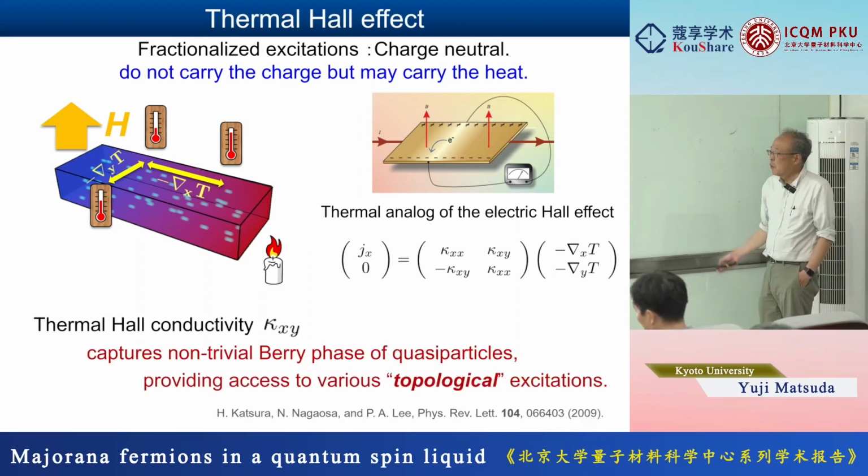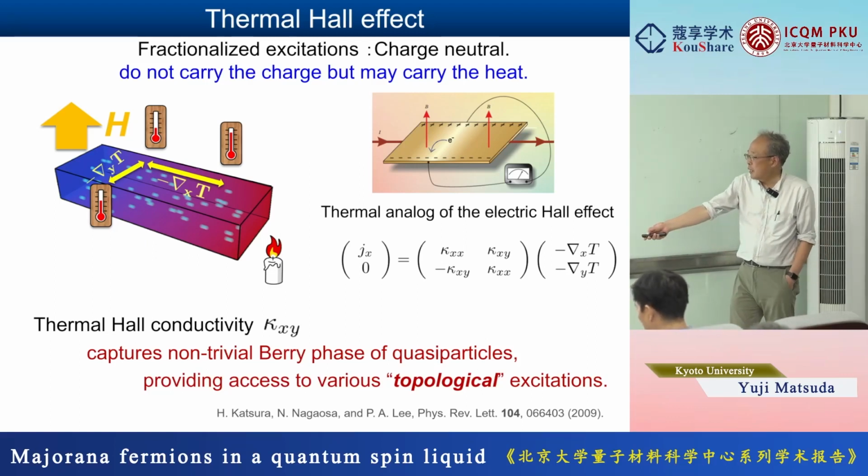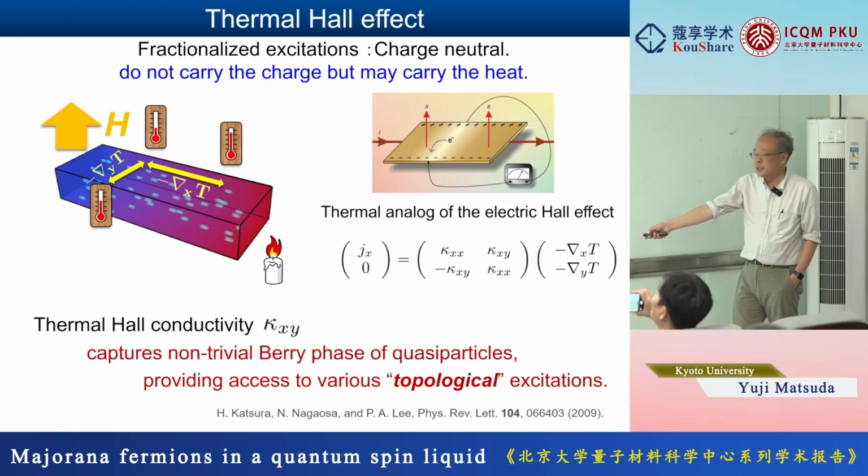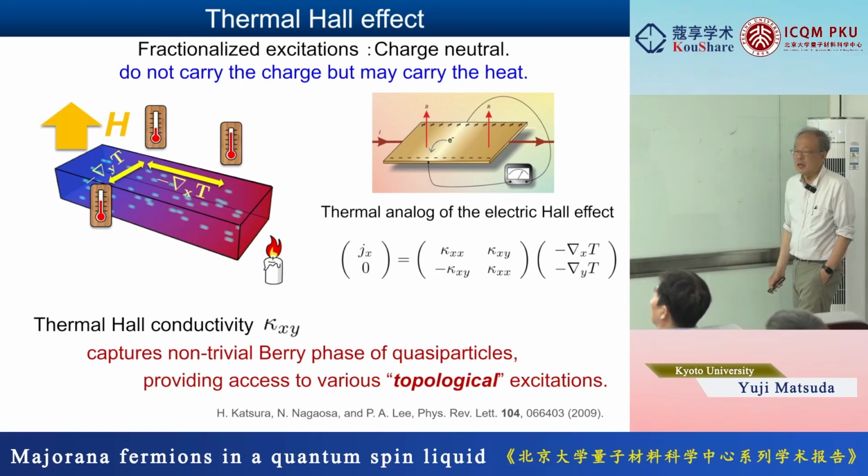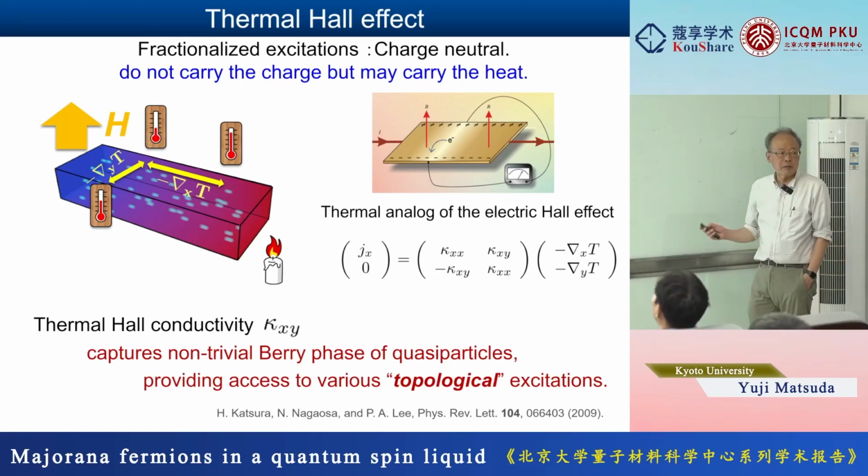So why is the thermal Hall conductivity important? This may capture the non-trivial Berry phase of quasi-particles. So it provides access to various topological excitations. This is why the thermal Hall conductivity is a powerful means to probe the topological excitations in the quantum spin liquid.